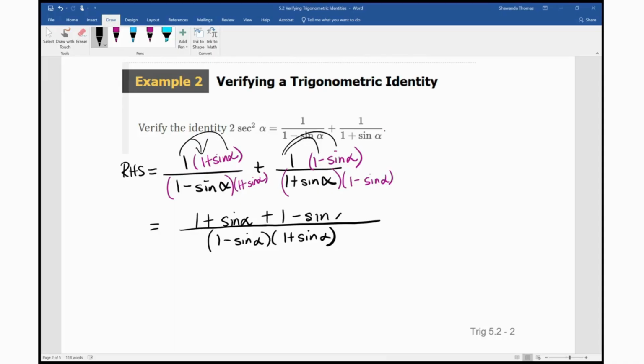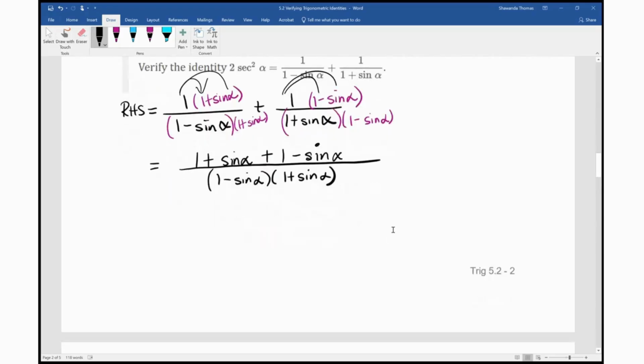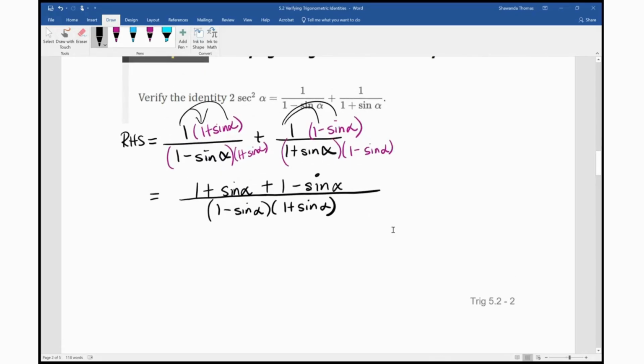Now 1 times that is 1 plus sine alpha, plus 1 times this is 1 minus sine alpha. Is there any way we can clean that up right quick that'll help us out? Anything you see we can clean up a little bit before we move on? Does 1 plus 1 cross out? The sine alpha and the negative sine alpha cancel.